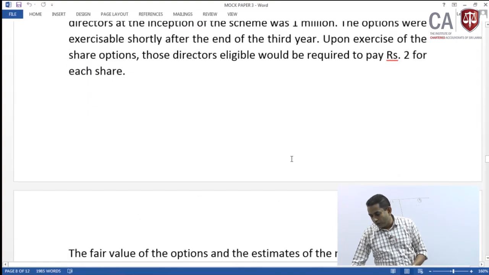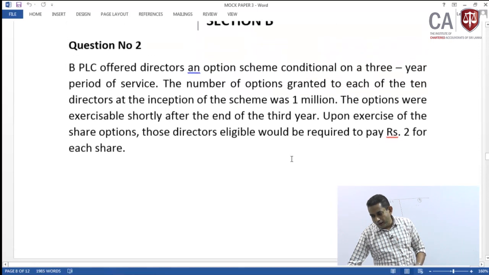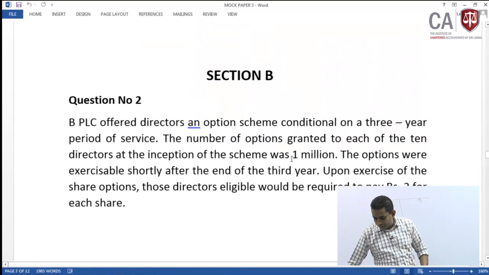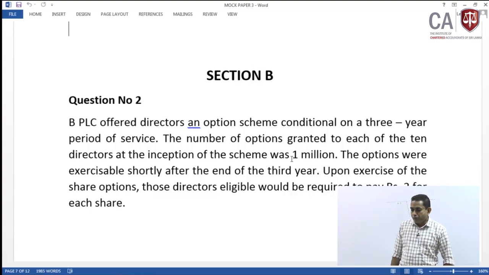Right. So we are moving on to section B now. Section B. Question number 2, section B.